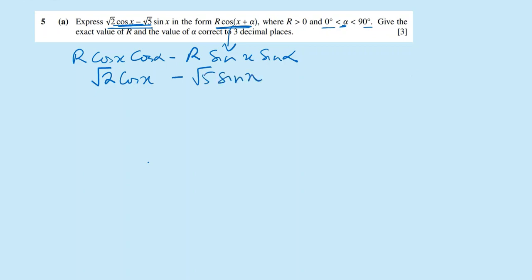So if we compare the two, we can see that r cos alpha is square root 2. Can you see? Because cos x and cos x are in both. So r cos alpha equal to square root 2. From there, we see that r sin alpha is square root 5.